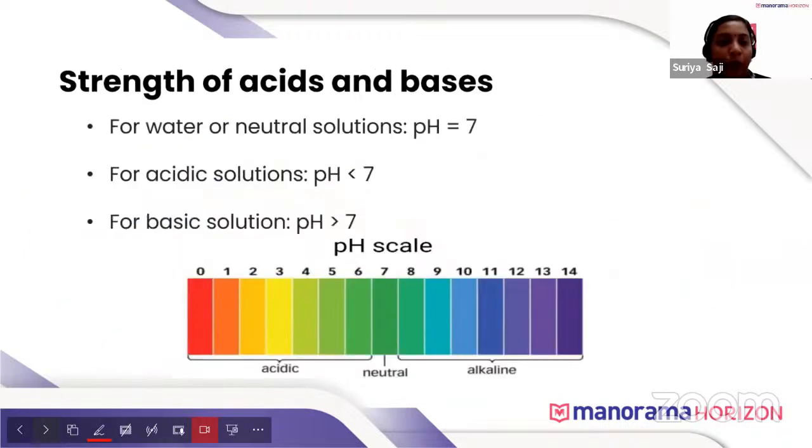So, strength of acids and bases: we are having neutral solutions at pH 7, acidic solutions less than 7, and for basic solutions, it will be greater than 7. Okay, so this is the chart.